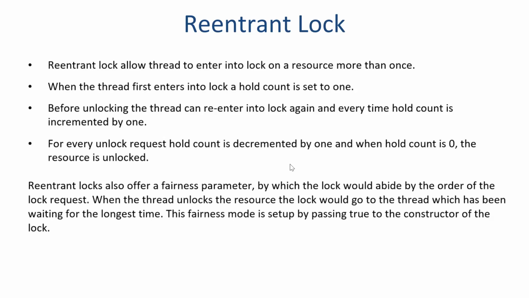ReentrantLock also offers a fairness parameter by which the lock would abide by the order of the lock requests. When the thread unlocks the resource, the lock would go to the thread which has been waiting for the longest time. This fairness mode is set up by passing true to the constructor of the lock.